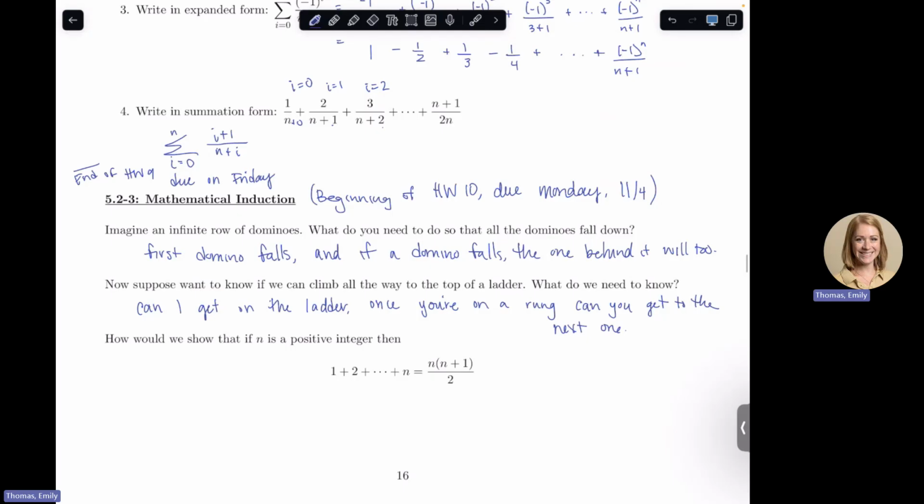This in summation notation, y'all, just to get comfortable if you're not. In summation notation, this would be a sum from i equals 1 to n of just i. So the sum of the first n positive integers is n times n plus 1 over 2. How would you prove that? Take the 1 and the n and put them together, and 2 and the n minus 1 and put them together, and each thing would add to n plus 1, and you'd have n over 2 of them.